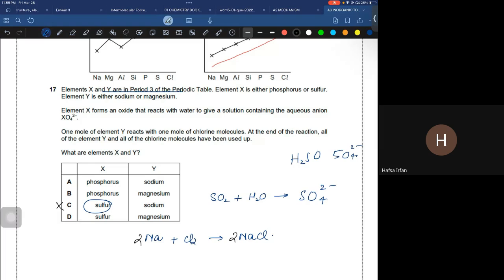Chalo, let's check D. D mein bhi sulfur hai. Because sulfur is good, sulfur is going to match with this. So let's check option D as well. So in D let's check magnesium. When magnesium reacts with chlorine, it forms MgCl2. Yeah, this equation is balanced. So 1 mole of magnesium reacts with 1 mole of chlorine. So option D is correct. Right? Okay, ho gaya ji.